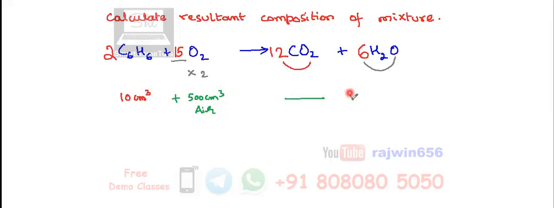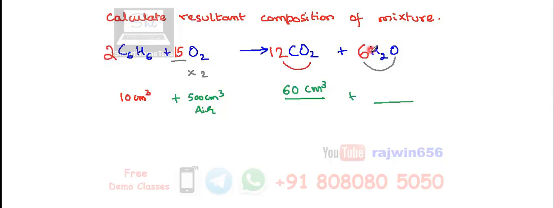How much of this will be formed? They have given, both of them are in the vapor state. Okay. Now you simply have to apply Gay-Lussac's law and take the mole ratio. Okay, 2 becomes 12. That is 6 times. So 10 is going to become 60 cm³. 60 cm³ of CO2 will be formed. Because we are taking here the gaseous ratio, 2 becomes 12, so 10 will become 60.